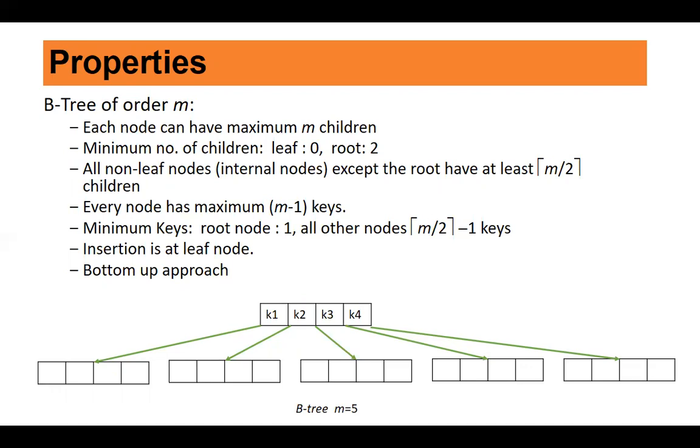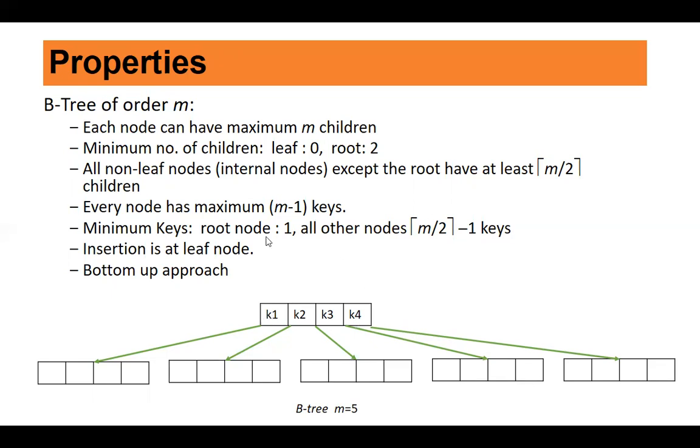Now, every node has a maximum of m minus 1 keys. You can see the order m is 5, so the maximum number of keys a node can have is 5 minus 1, that is 4.